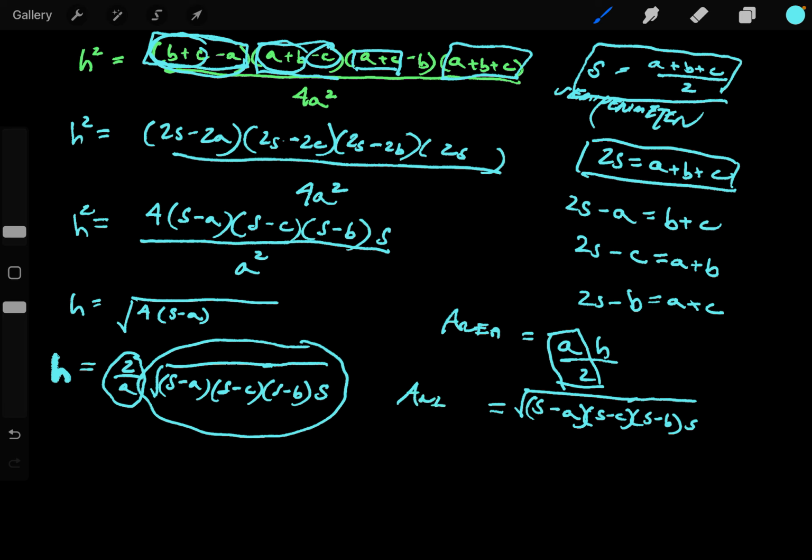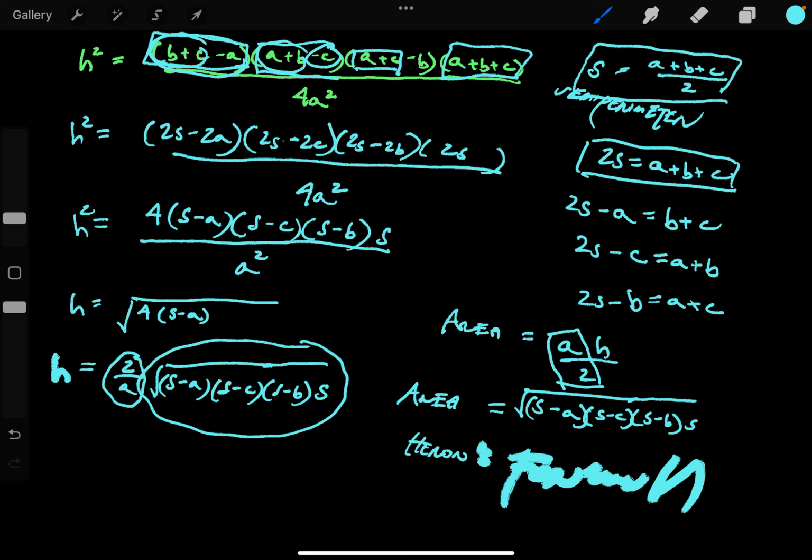And this is known as Heron's formula. So go through this, be able to do this. Heron's formula, let's write it big.